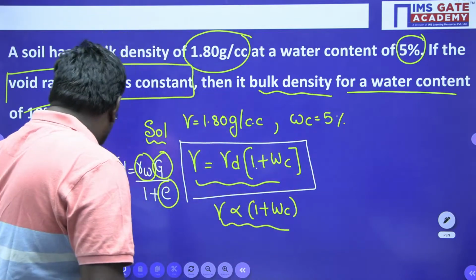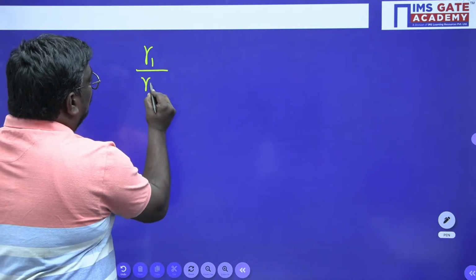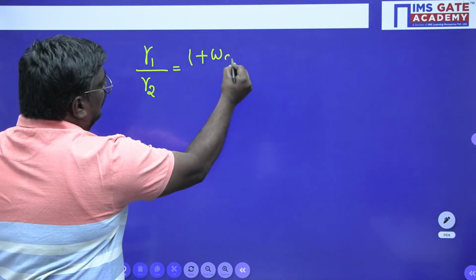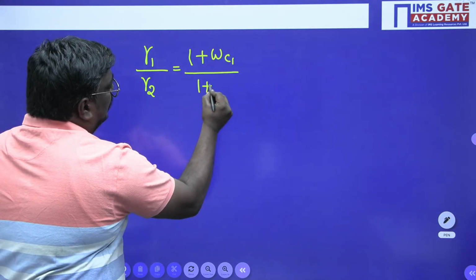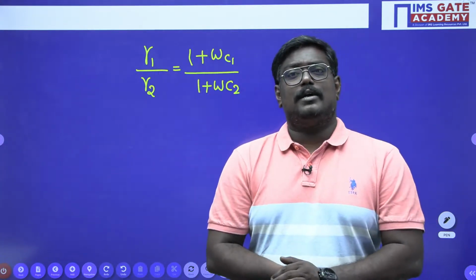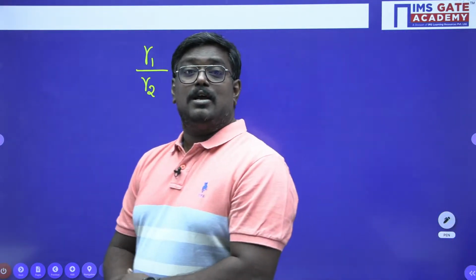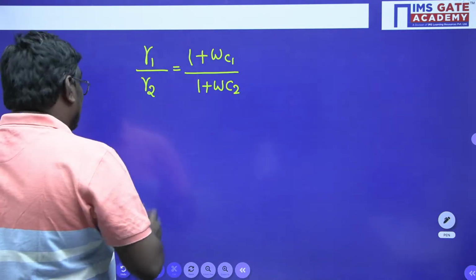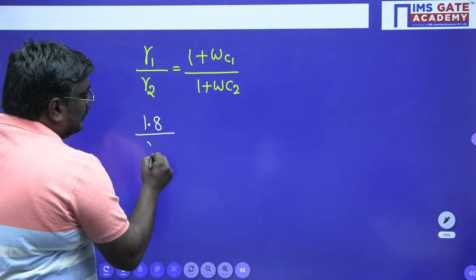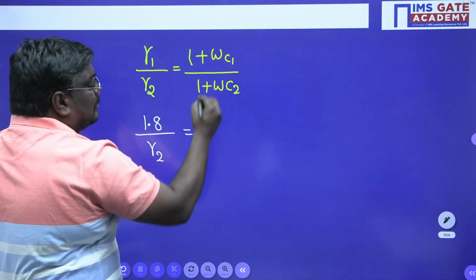So from this relation, what I would like to tell you here is gamma 1 upon gamma 2 can be written as 1 plus water content 1 upon 1 plus water content 2. Agree, my dear students? Here you have to understand that when the void ratio is constant, then only we can write this relation. So here he has given clearly gamma 1 is 1.8, and gamma 2 you don't know, you have to find out this value. Here at 1.8, what is the water content, student?